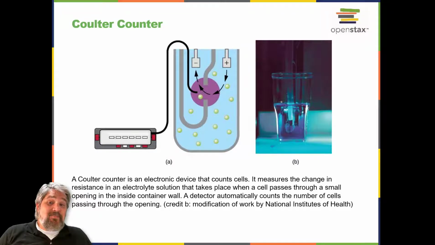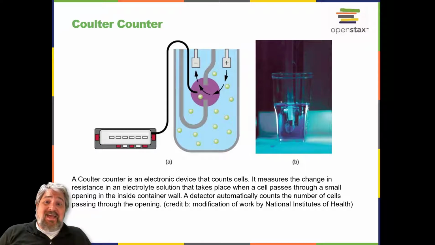The method is rapid and accurate within a range of concentrations. However, if the culture is too concentrated, more than one cell may pass through the aperture at any given time and skew the results. This method also does not differentiate between live and dead cells.